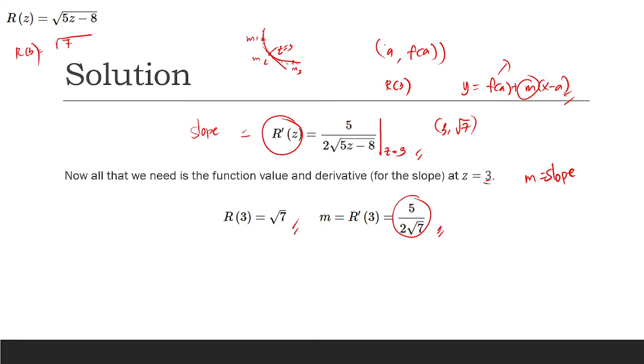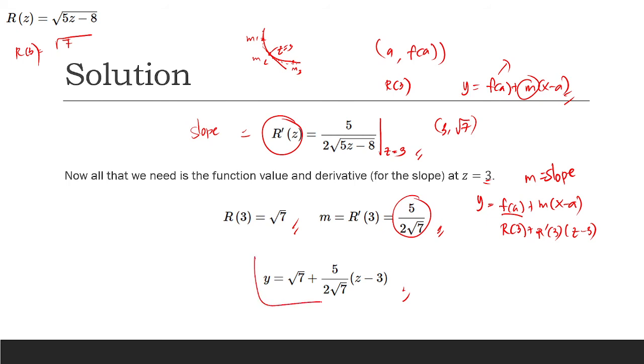Now, applying that to our equation of our tangent line, so that is y is equal to f of a plus m times x minus a. So, we will arrive at, ito na yung f of a natin, that's r of 3, plus ang m natin is r prime of 3, which nakuha natin, times z minus 3. So, we will have y is equal to square root of 7 plus 5 over 2 square root of 7 times z minus 3. So, now, this is our equation of the tangent line.